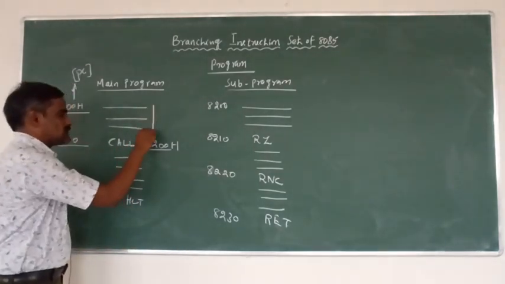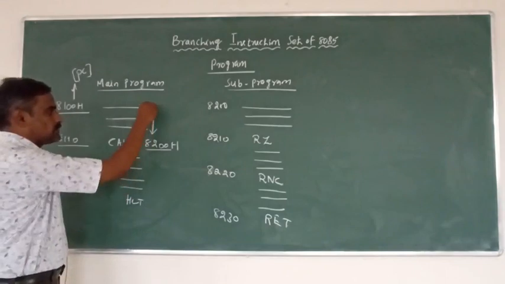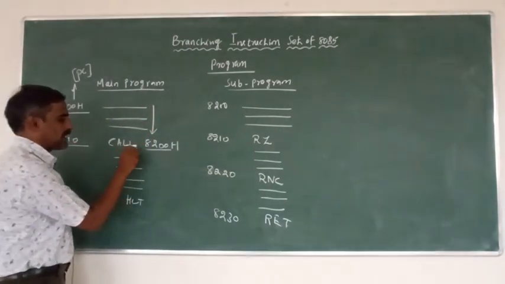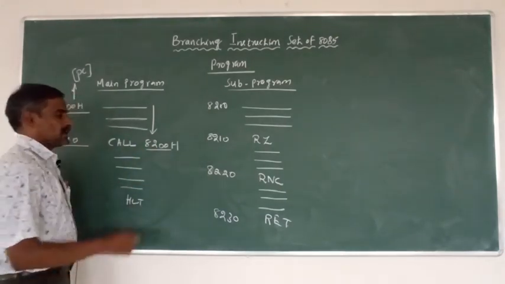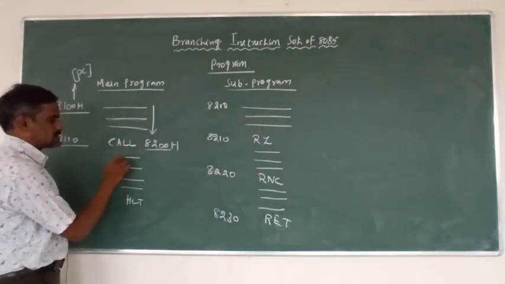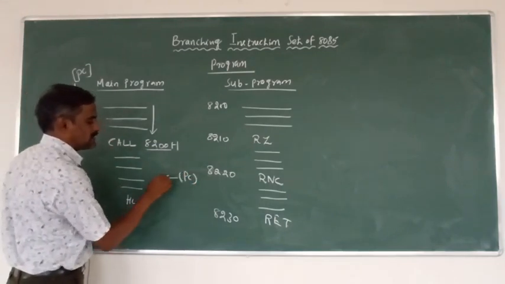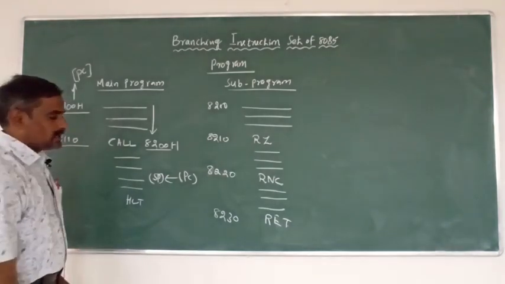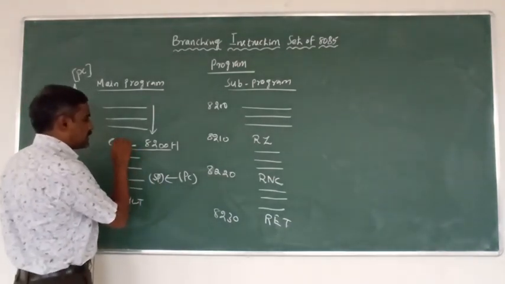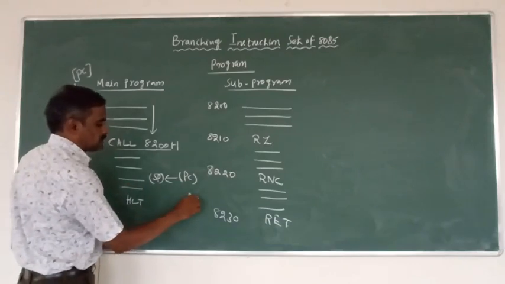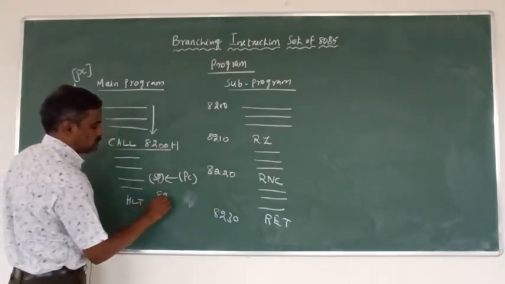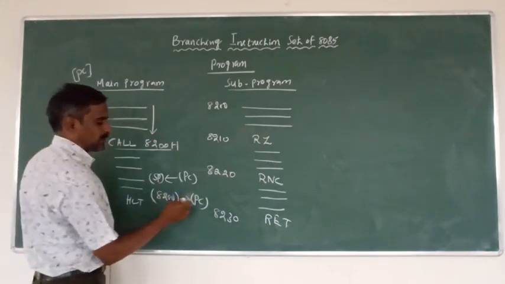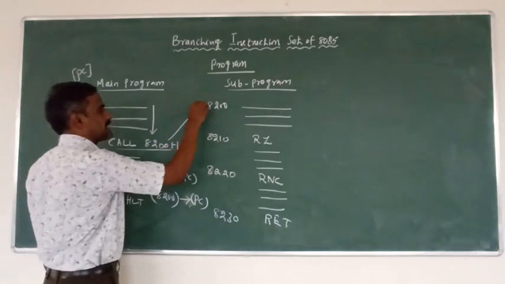Now the microprocessor will execute the program in this order. When it reaches 8110, the unconditional call 8200 means the next instruction address available in the program counter will be temporarily pushed into the stack pointer. After executing this, the address 8200 is transferred into the program counter. Now the program counter will execute the data at this address location.